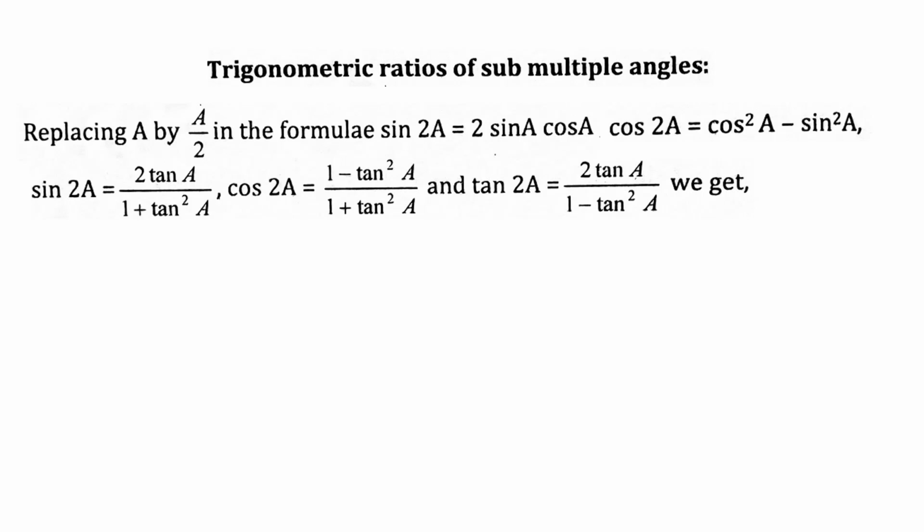Sin 2a equal to 2 tan a by 1 plus tan square a. Cos 2a equal to 1 minus tan square a by 1 plus tan square a, and tan 2a equal to 2 tan a by 1 minus tan square a. Now, in this formula, replace a by 2. You can take pen and paper, then you will find the new formula.